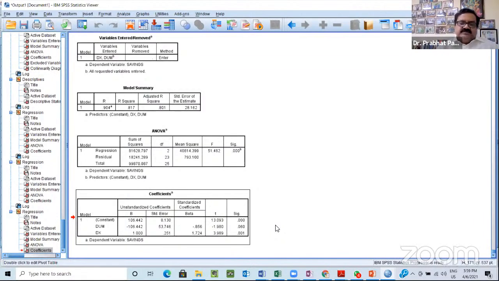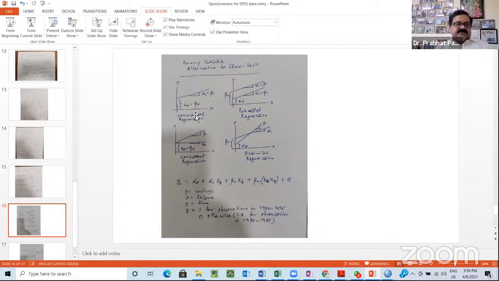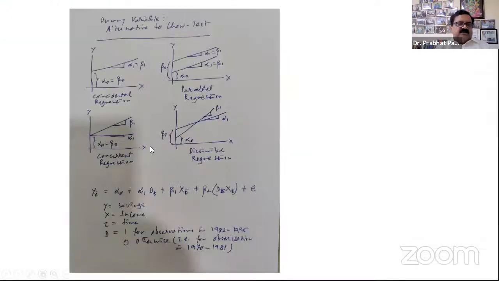So this means the origin of the two curves are the same. But if you look at the interactive dummy, it is significant. That means the slope of the two periods are different. So this means we are going to have a situation like concurrent regression, right? The two periods have given us a concurrent regression. So this is the result that we have in front of us.